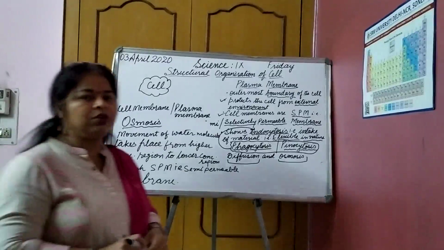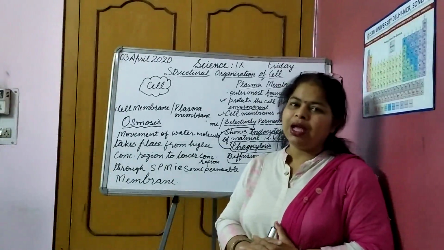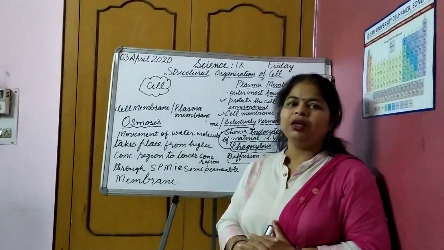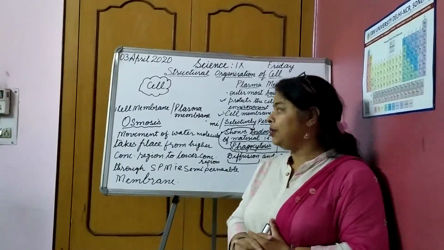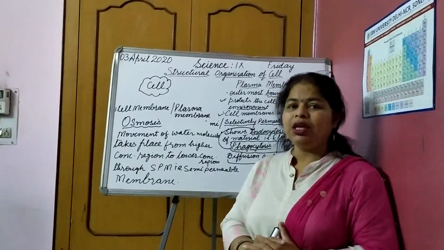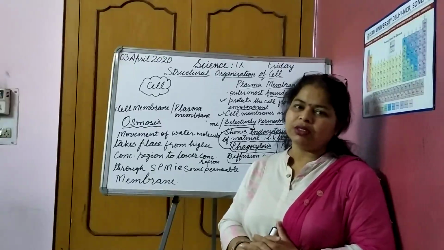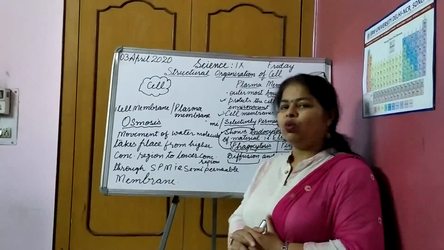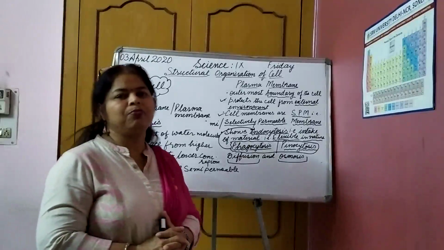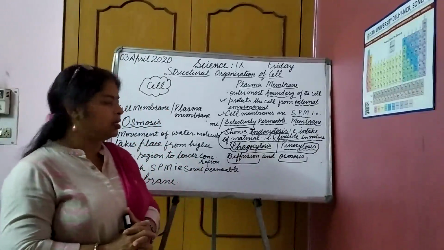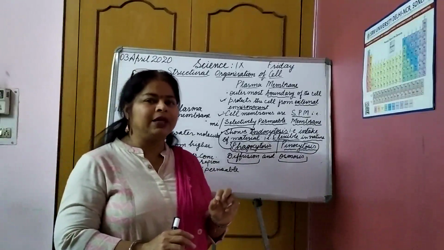Write down the homework for today. What are the different shapes and sizes of the cells that they are found in? Various shapes of cells: draw them and label them. Draw the various shapes of single cells found around us or in us. Second question: what are the functions of plasma membrane? And the third question: define osmosis and diffusion.